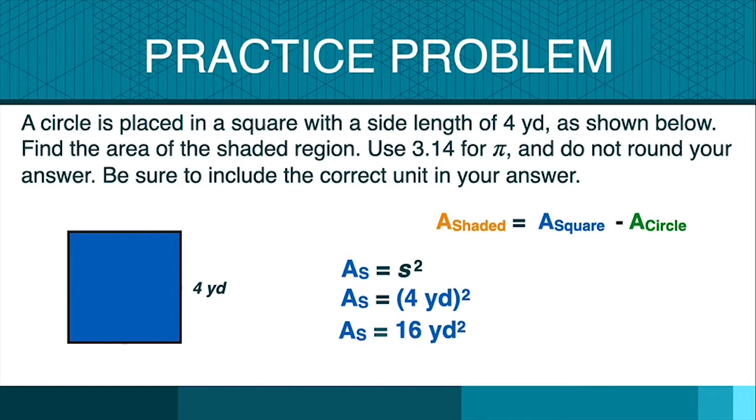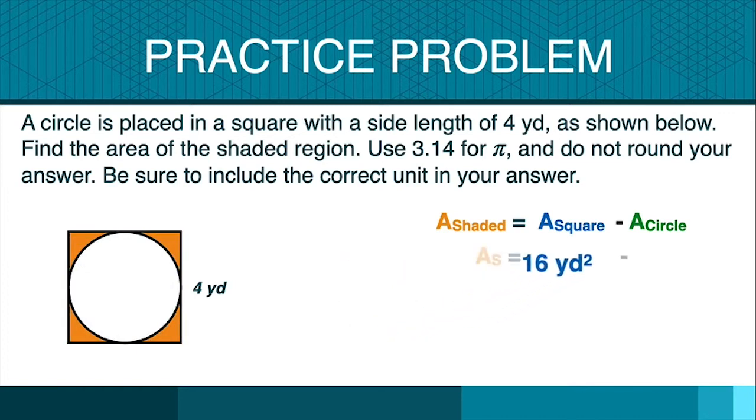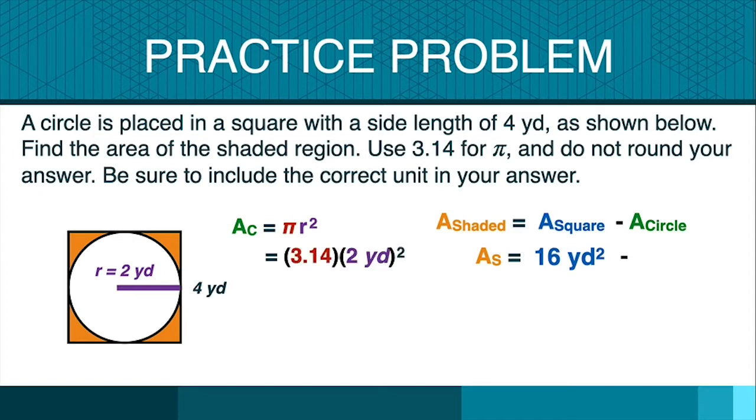Next, find the area of the non-shaded shape in the square. To find the area of the circle, use the formula area equals pi times radius squared. Since the diameter is the same length as the sides, which is 4 yards, the radius is half the diameter, so the radius is 2 yards. Substitute 2 for the radius and 3.14 for pi, and calculate the area.